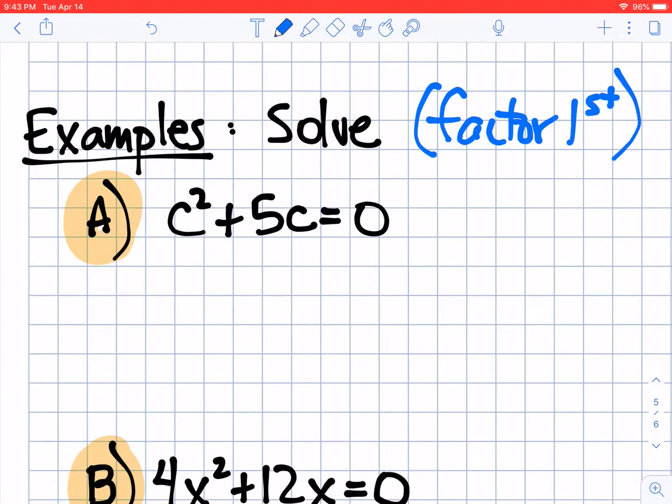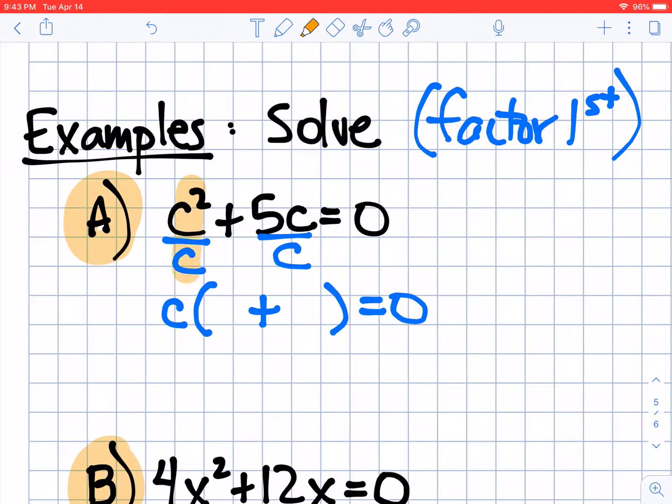All right, what is a GCF between c squared and 5c? And hopefully you see that there is a common factor of c in both of those. So what we're going to do is park that c in front. We're going to draw a set of parentheses. And now you ask yourself, c squared divided by c is c. And likewise, 5c divided by c is just 5.